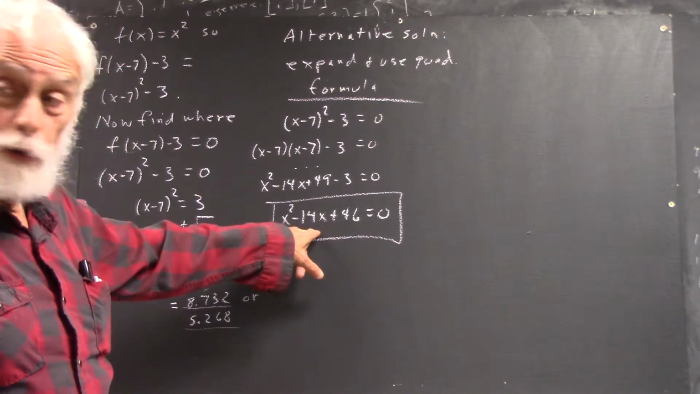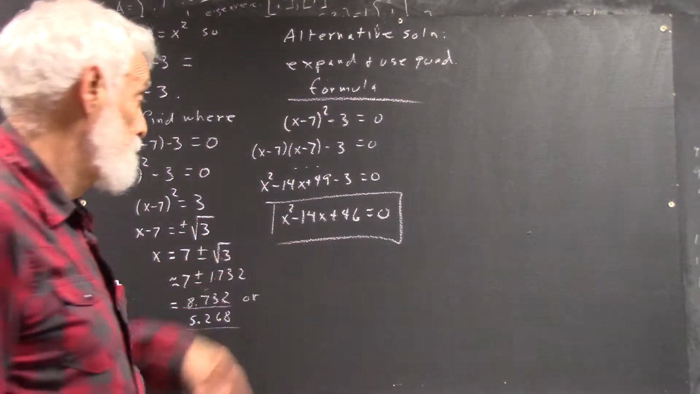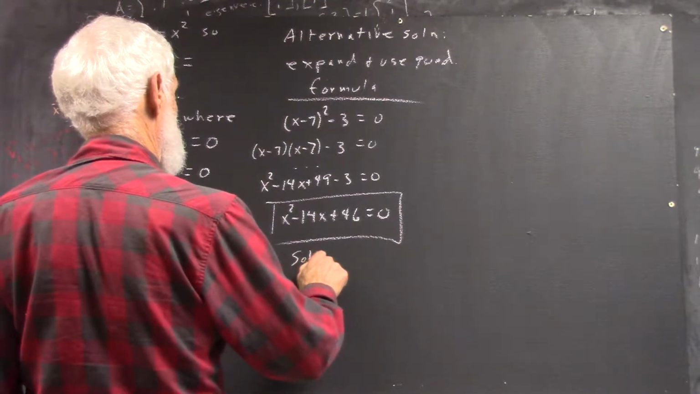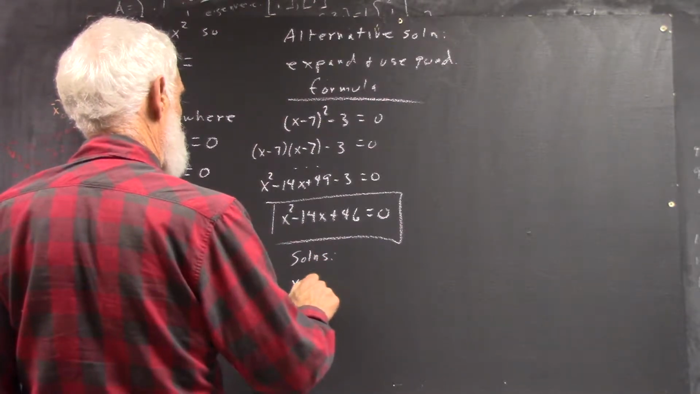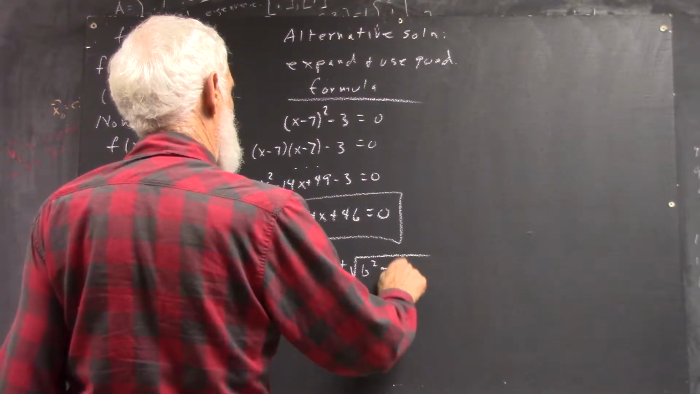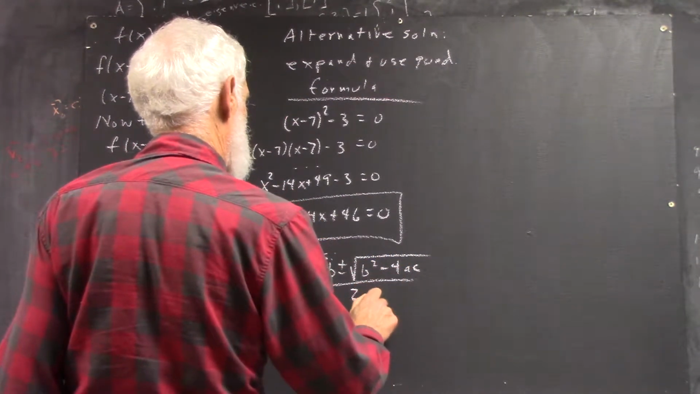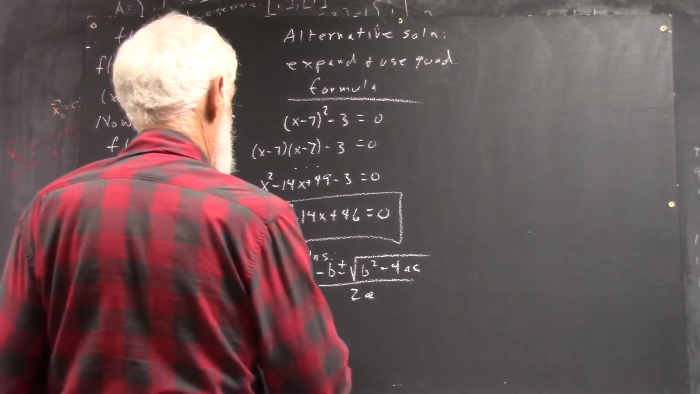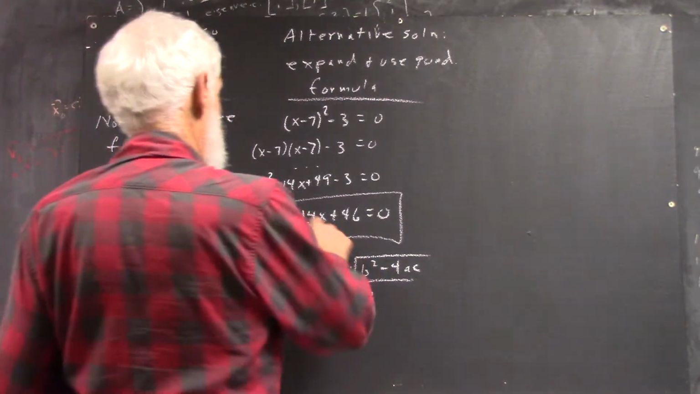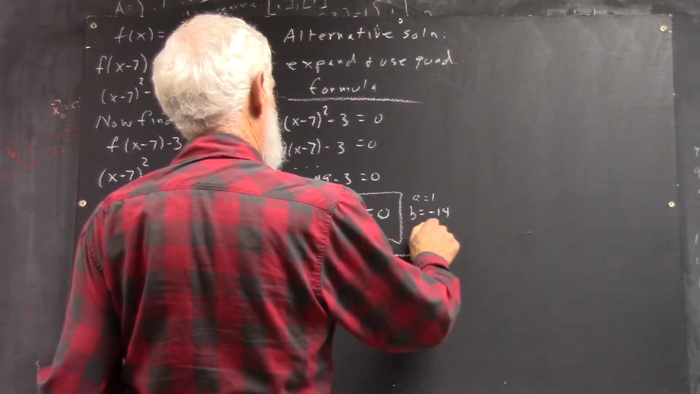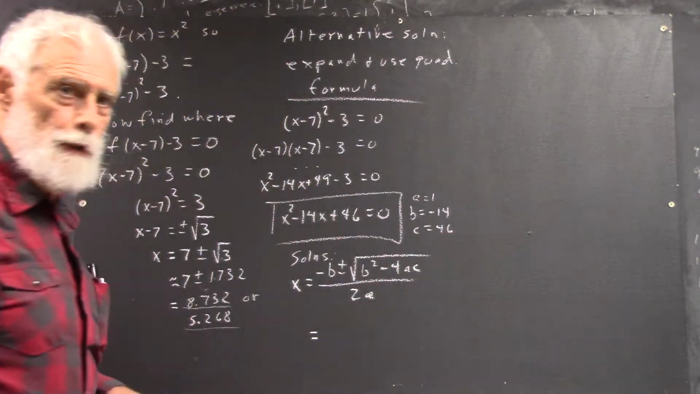using the quadratic formula, right? x equals negative b plus or minus the square root of b squared minus 4ac, all divided by 2a. Where, of course, a equals 1, b equals negative 14, and c equals 46. And I'm going to have to square that.